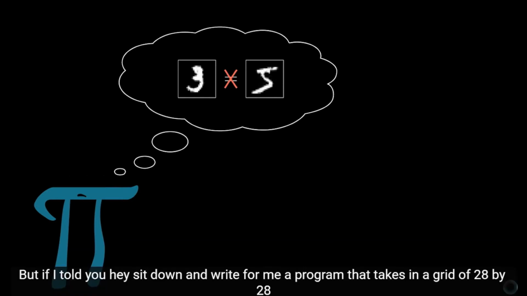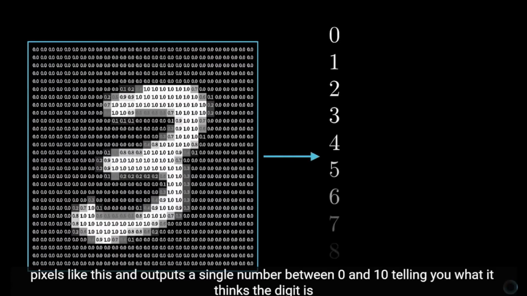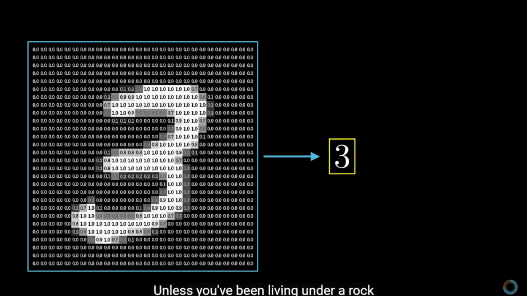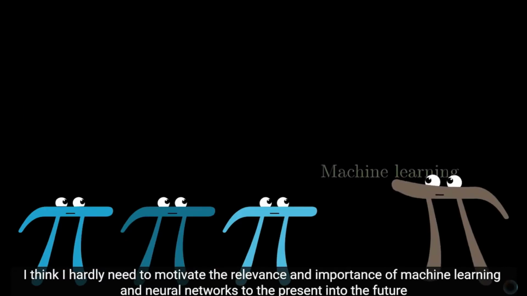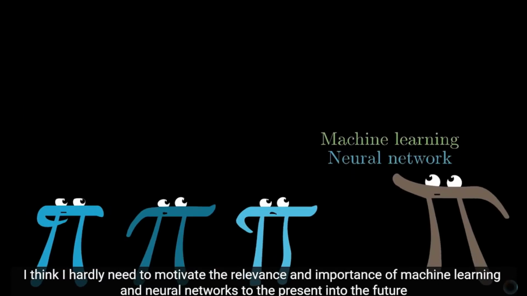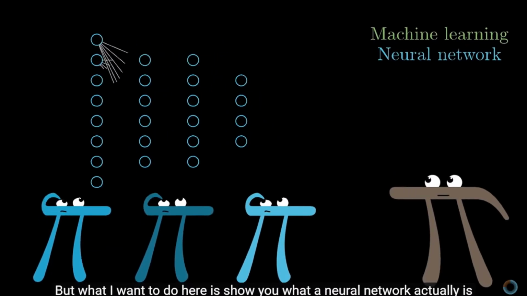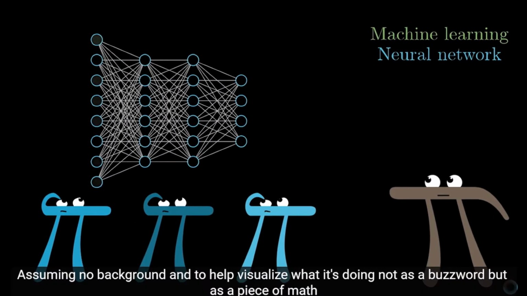But if I told you, hey, sit down and write for me a program that takes in a grid of 28 by 28 pixels like this, and outputs a single number between 0 and 10, telling you what it thinks the digit is, well, the task goes from comically trivial to dauntingly difficult. Unless you've been living under a rock, I think I hardly need to motivate the relevance and importance of machine learning and neural networks to the present and to the future. But what I want to do here is show you what a neural network actually is, assuming no background, and to help visualize what it's doing.